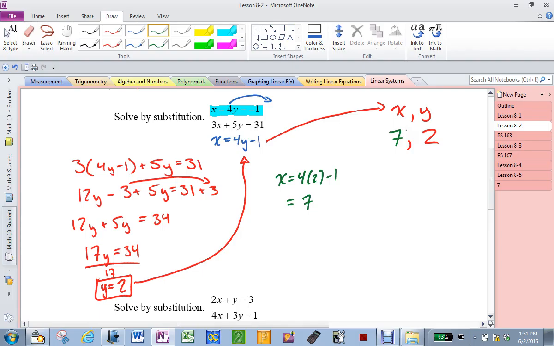There's one more step that nobody ever does, but you need to do it. We just worked with this equation, correct? So we know this is right. We put the 2 in there, we got 7. So that's okay. How many equations are in this system? 2. We've checked one of them. Have we checked this one? What does x equal? What's 3 times 7? 21. What does y equal? What's 5 times 2? 10. Is 21 plus 10 31? So we're right.